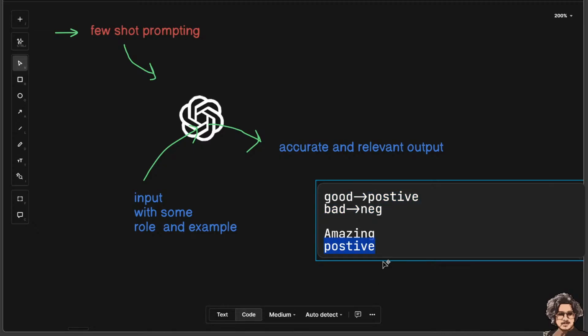A benefit of using few-shot prompting is that there is no need to retrain the model again.